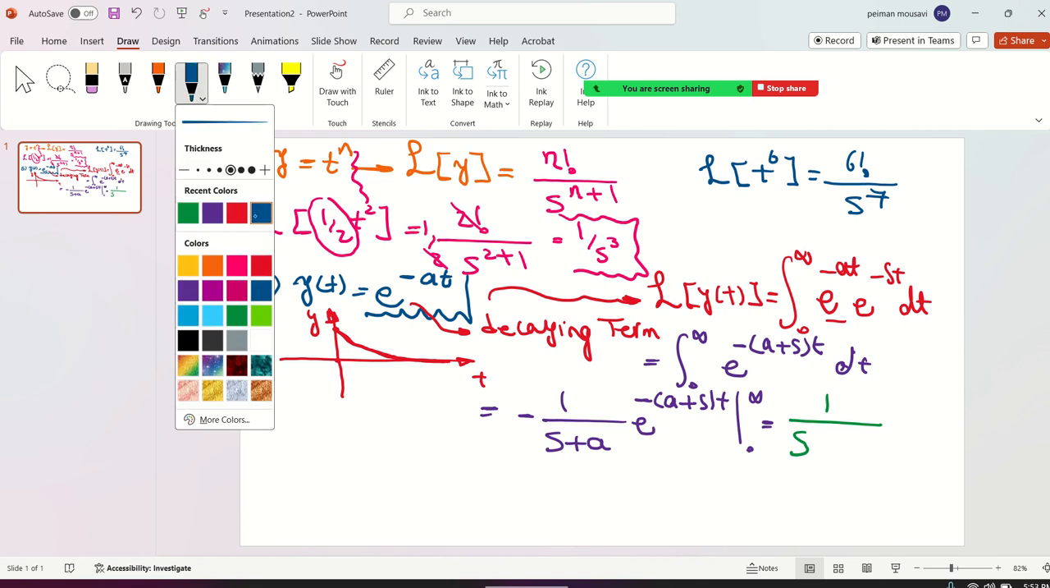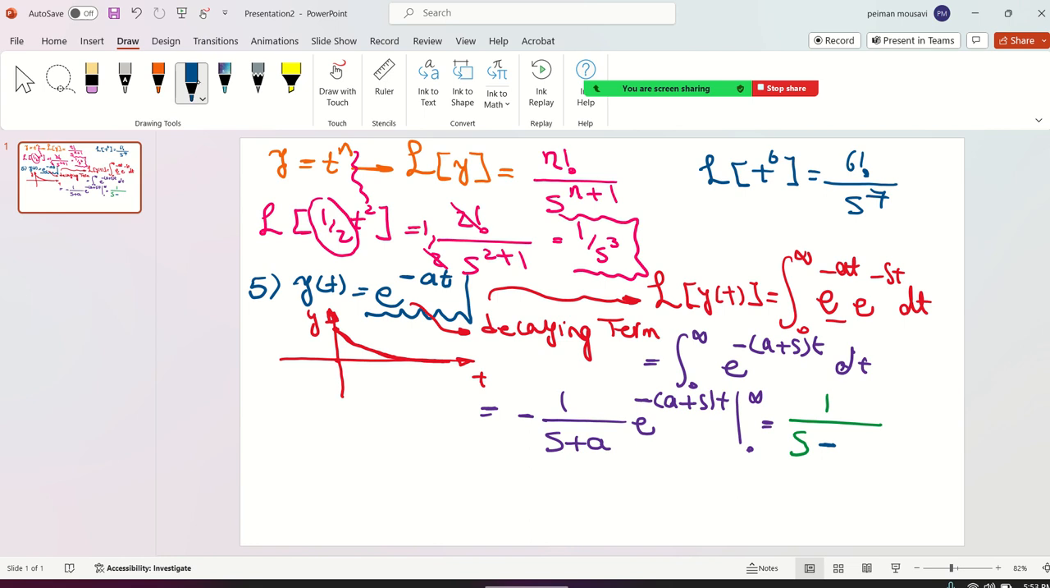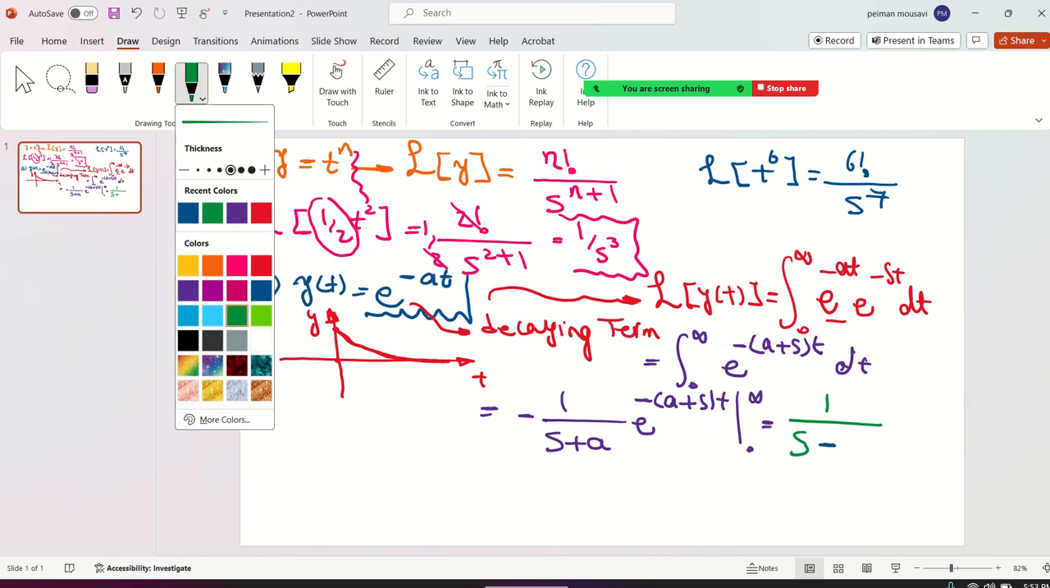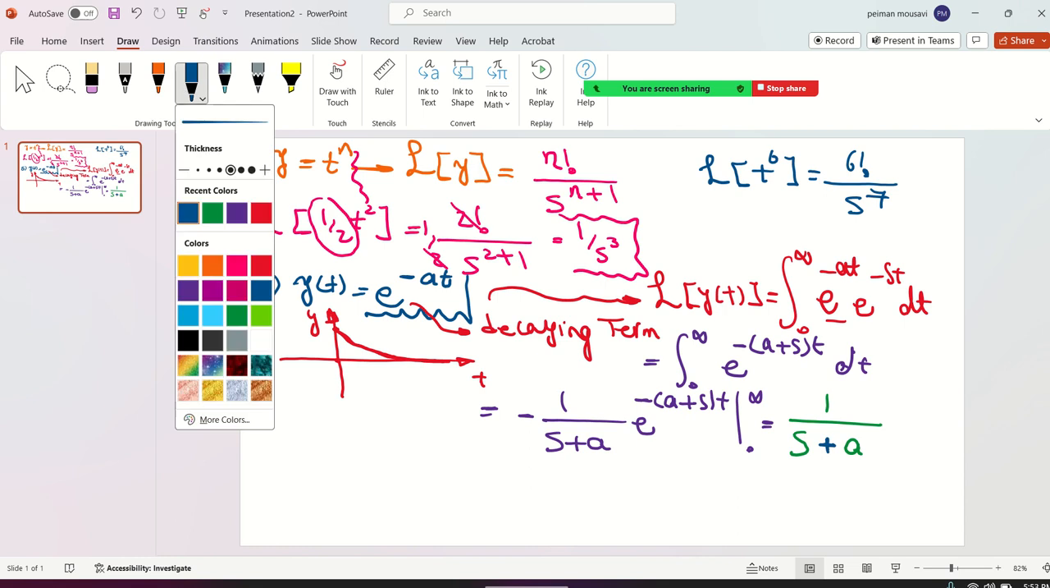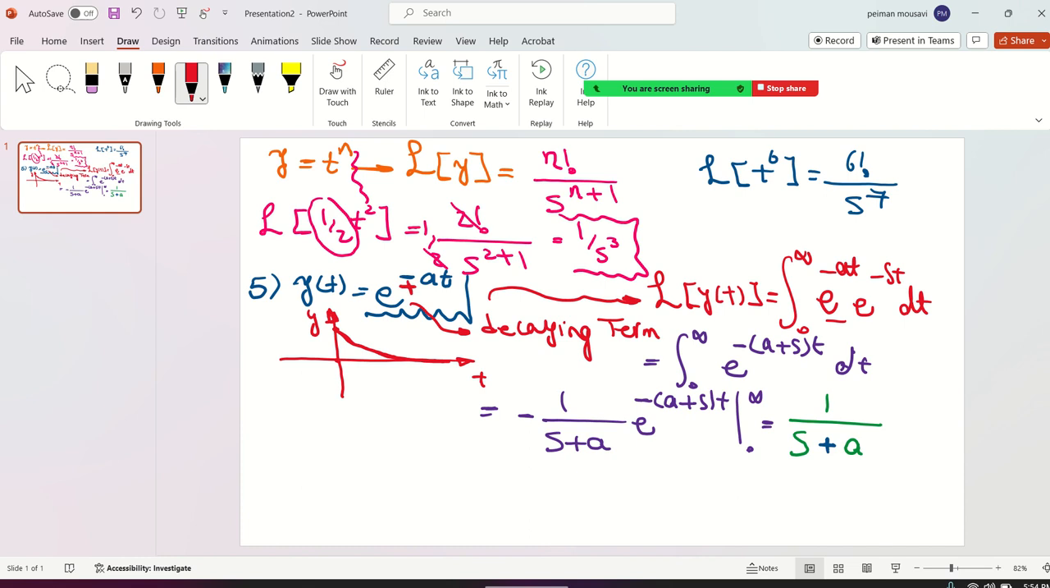I'm changing the color because I have a point here. If you have e^(+at), here the sign is plus, it's going to switch the sign, so it's going to be minus. Did you get what I'm talking about? If you have e^(-at), it is going to be 1 over s plus a. If you have e^(+at), it is going to be 1 over s minus a.